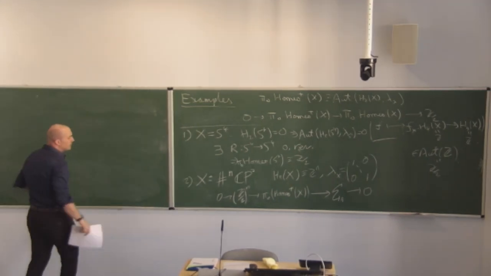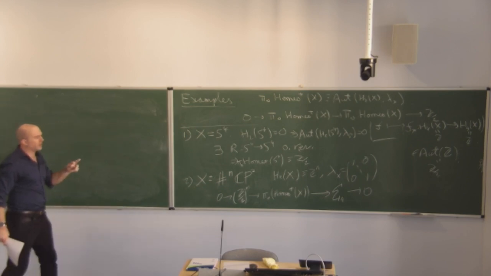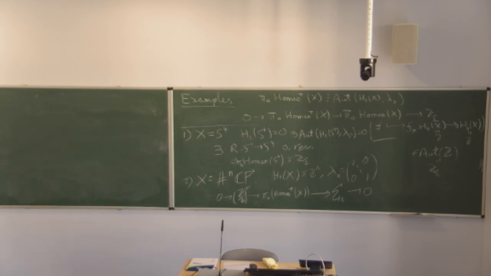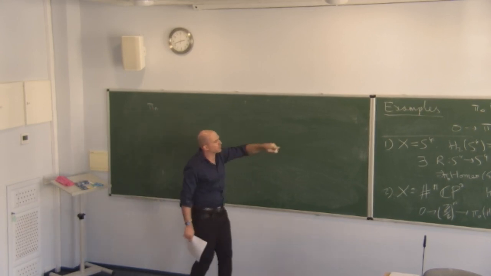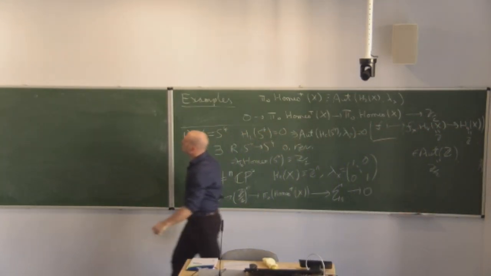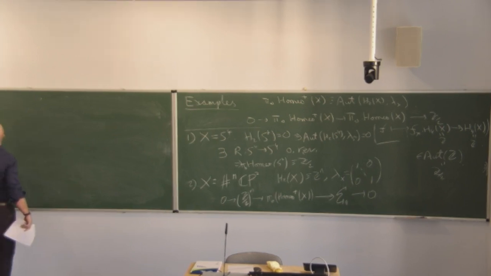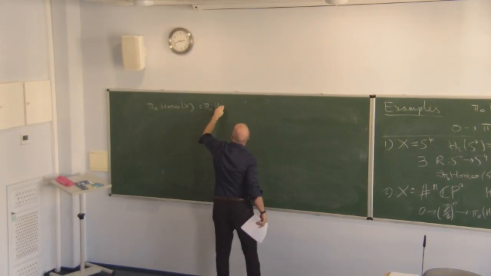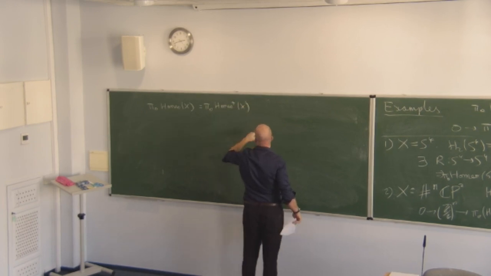One more thing: this manifold has positive signature, and so you can't have any orientation reversing self-homeomorphisms of it. So we know for this one that the Z mod 2 on the top, this map is just the zero map in this case, because there's no orientation reversing one. So pi 0 Homeo of X is the same thing with the plus.